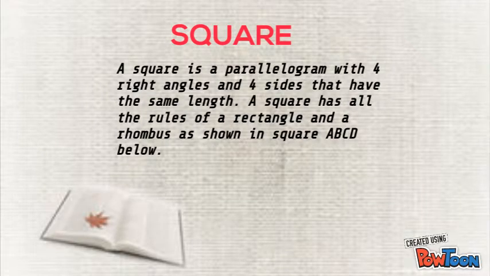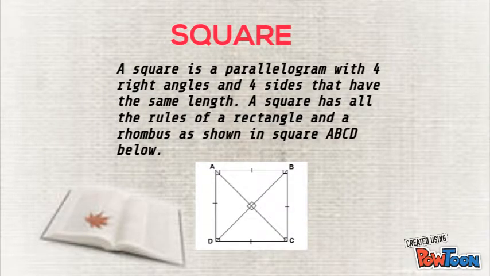Square. A square is a parallelogram with 4 right angles and 4 sides that have the same length. A square has all the rules of a rectangle and a rhombus, as shown in square ABCD below.